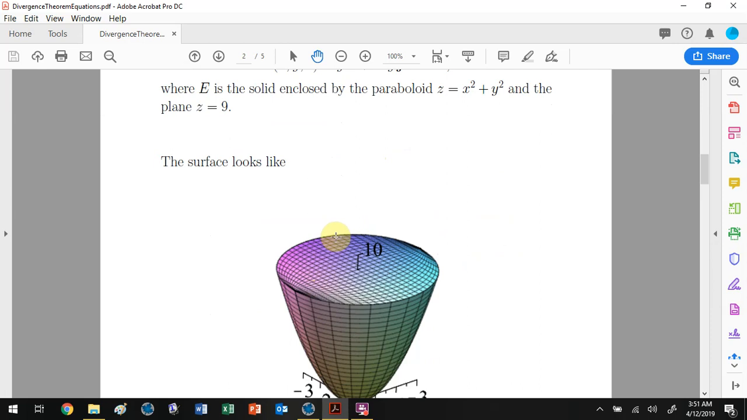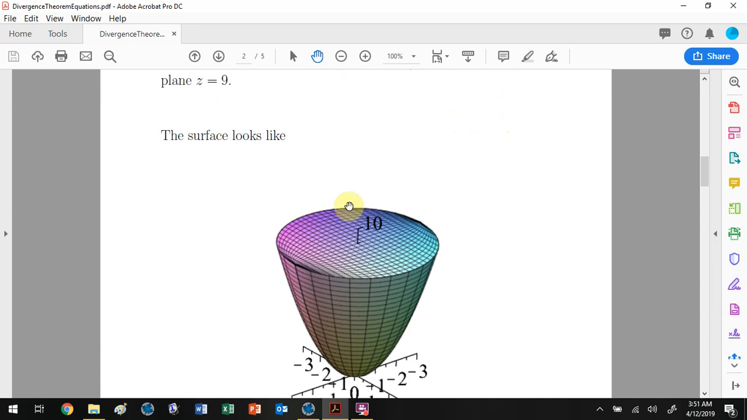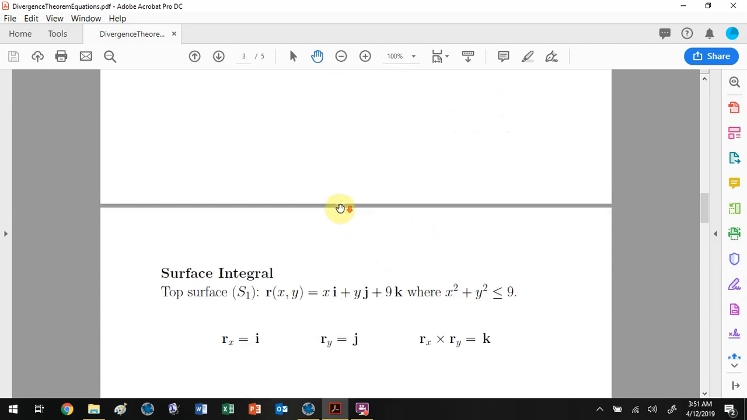Sorry, z is not the radius of the circle. z is the square of the radius of the circle. Okay, if you look here, we've got x squared plus y squared equals z. z is going to be the square of the radius of the circle. So if z is equal to 9, the radius of this circle is equal to 3.